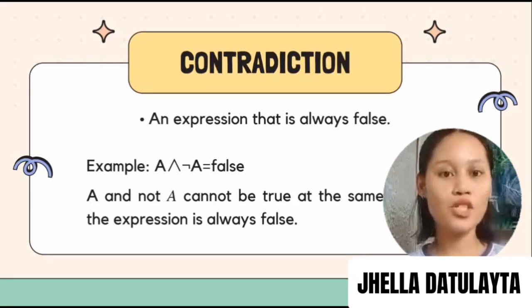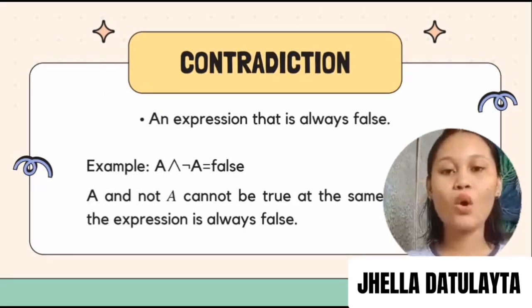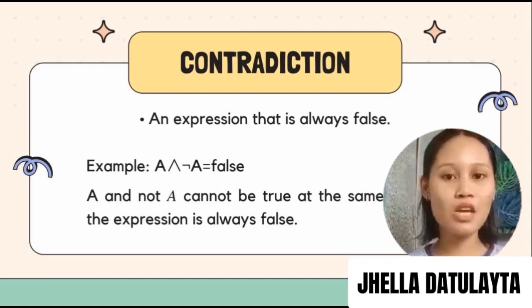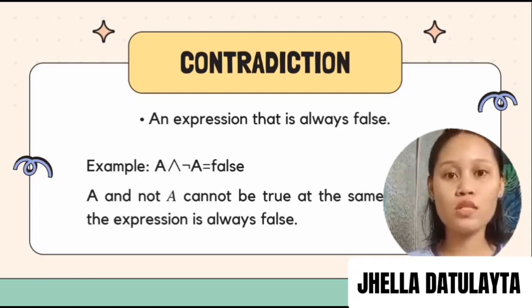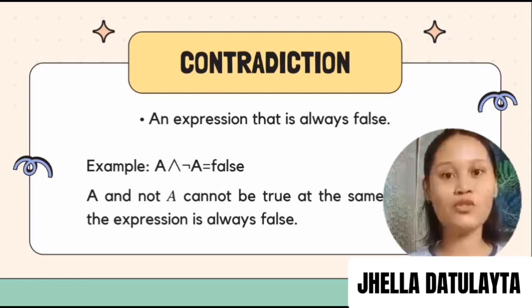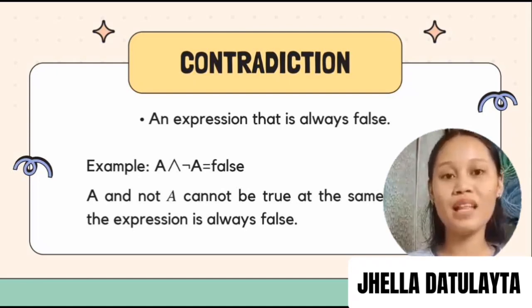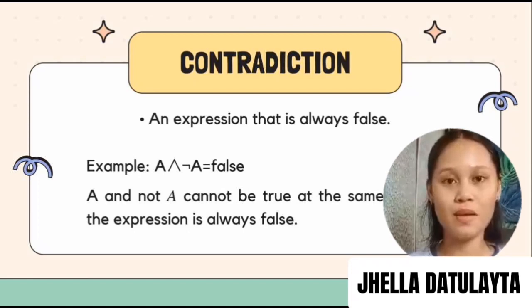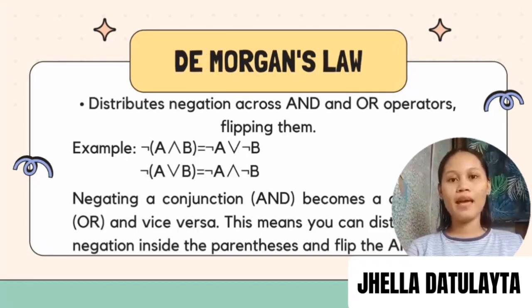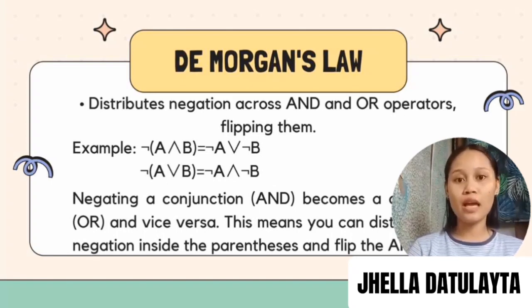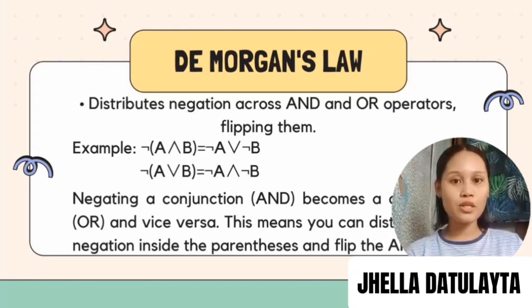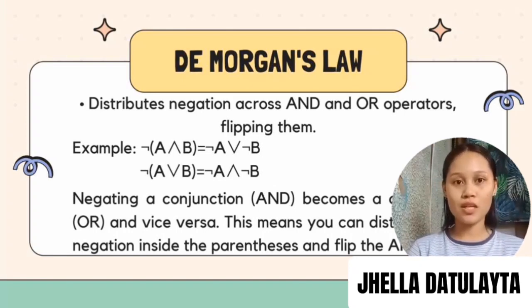Contradiction is a logical inconsistency where a statement and its negation both hold true simultaneously. This leads to contradictions easily and can disrupt the validity of logical arguments. De Morgan's law is a fundamental rule in logic that relates the operations of conjunction and disjunction with negation.